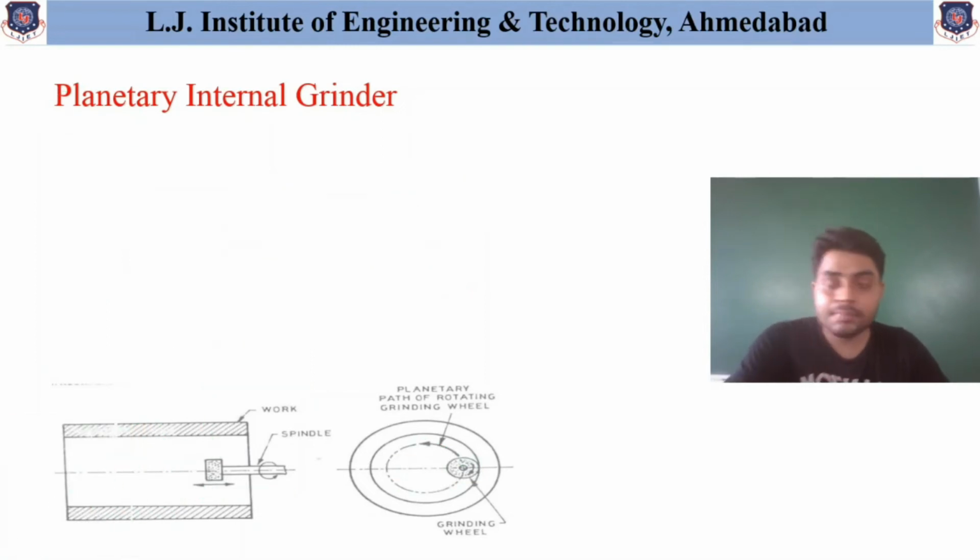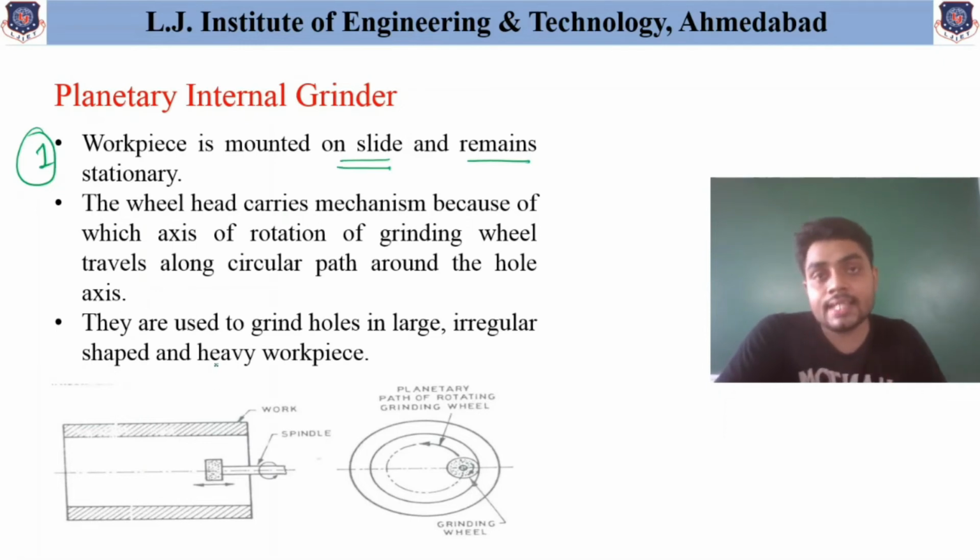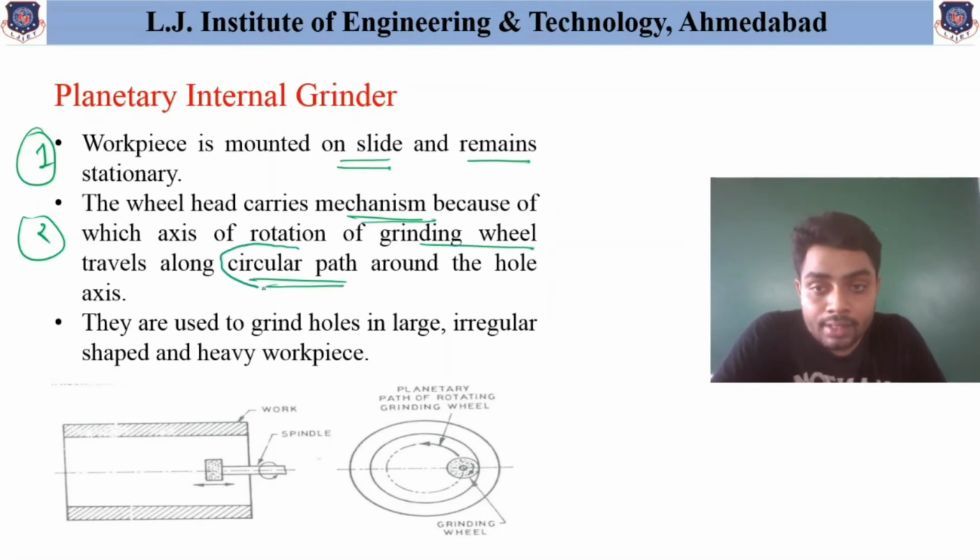So let us summarize the major important points of this planetary internal grinder. The first point is that the workpiece is mounted on the slide and remains stationary. That means over here the workpiece is not rotating, it is only stationary, whereas in the case of plain internal grinder the workpiece is rotating. The second important point is that the wheel head carries a mechanism because of which the axis of rotation of the grinding wheel travels along a circular path. That means the movement of the grinding wheel along the circular path, or as we have discussed, this peripheral movement, is necessary.